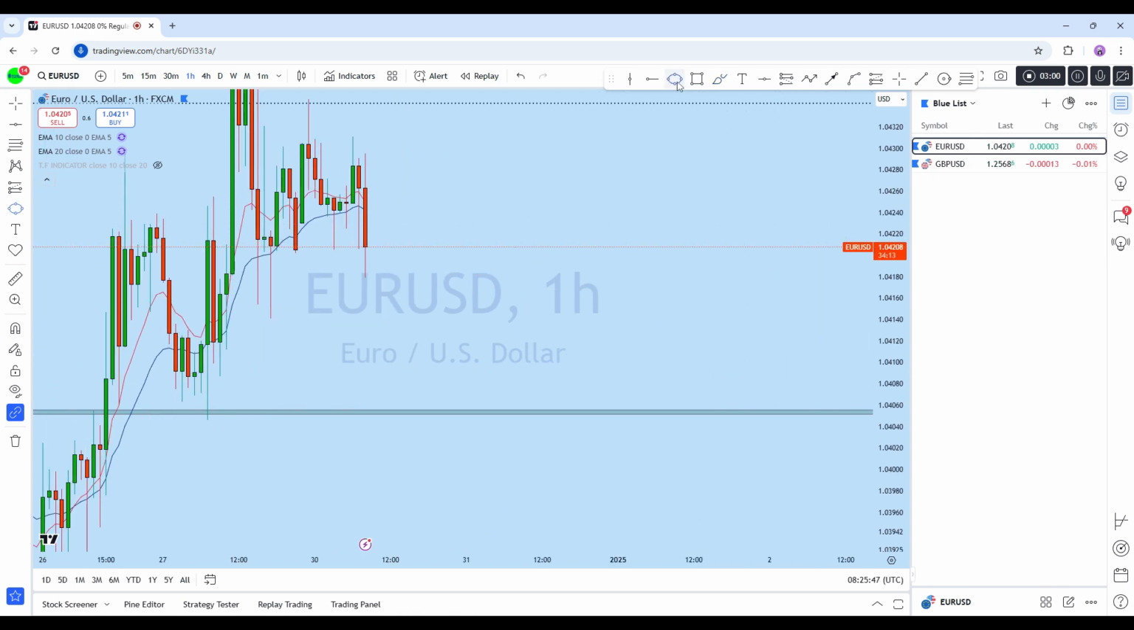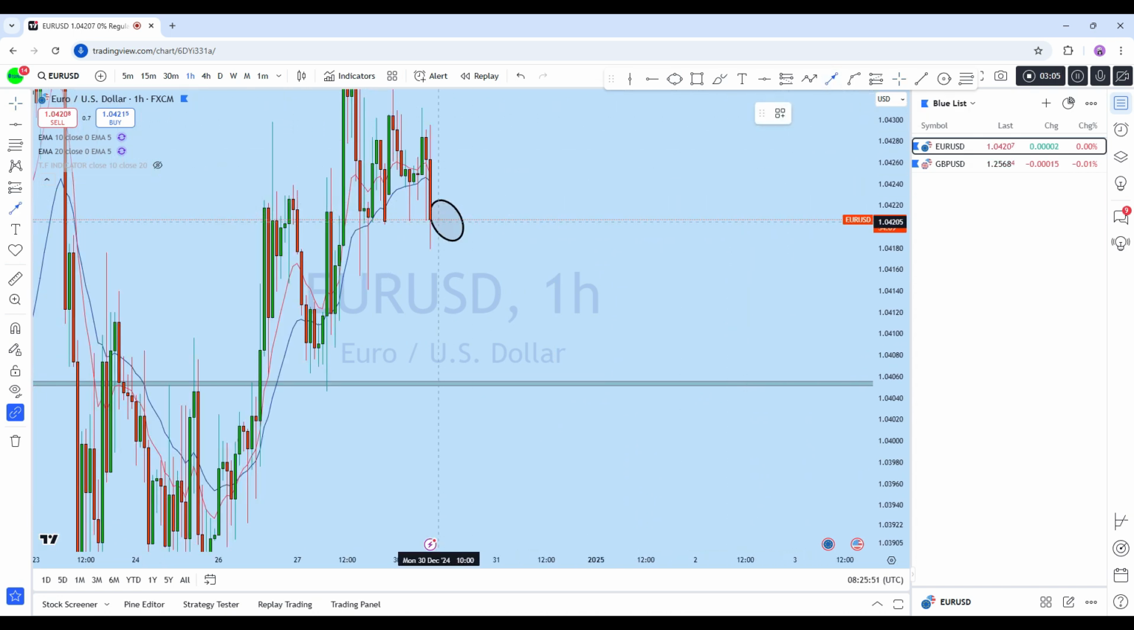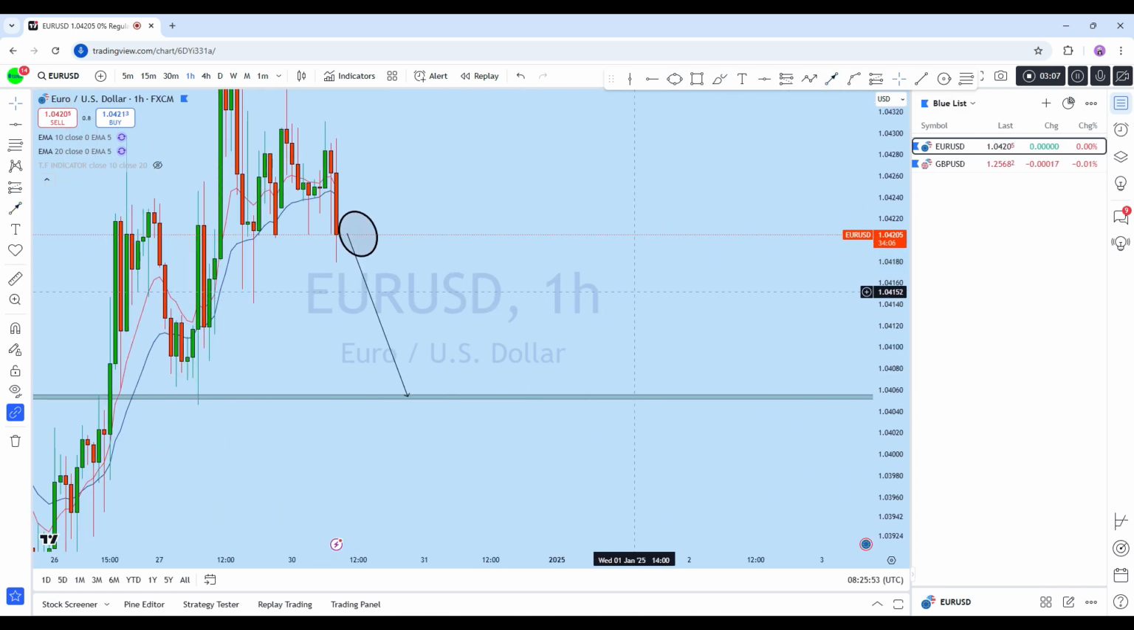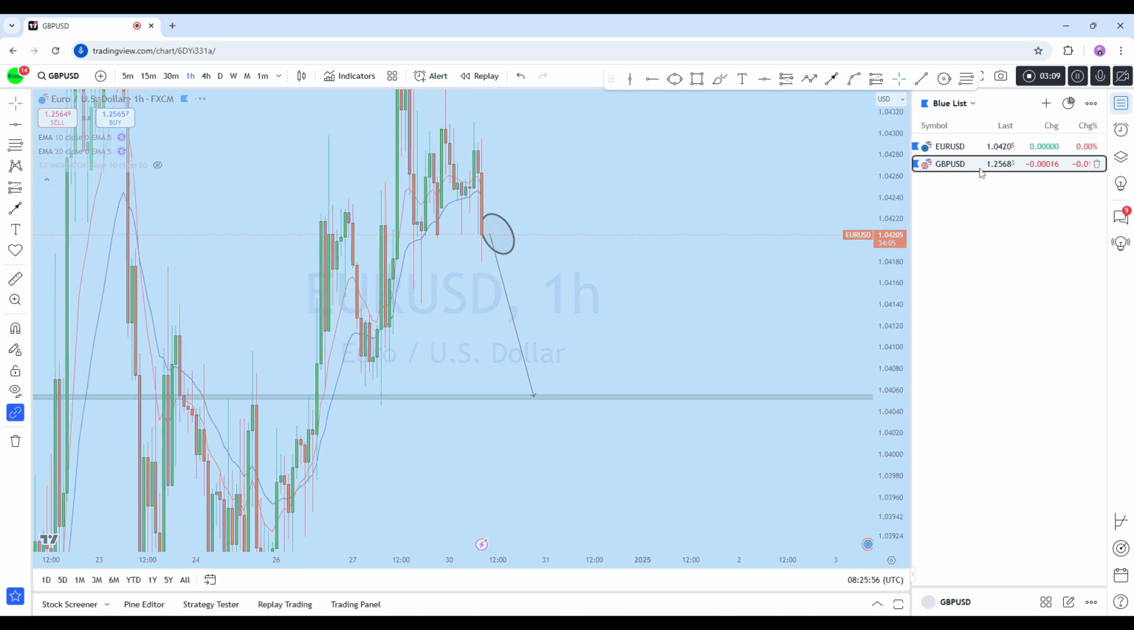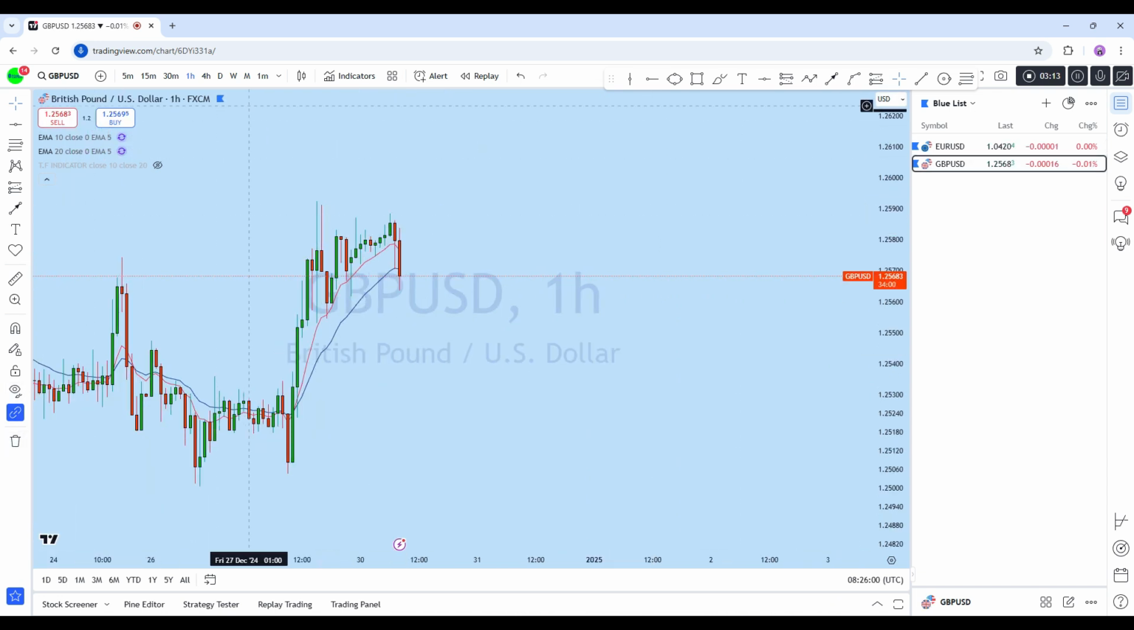As soon as we find a suitable entry on the lower time frame on euro dollar, we will be looking to go short with a high probability trade setup. Now let's look at GBP USD. Let's see what kind of trading opportunity we have.